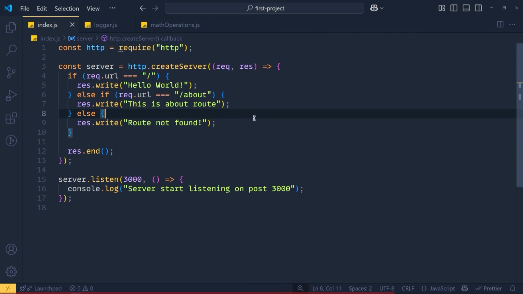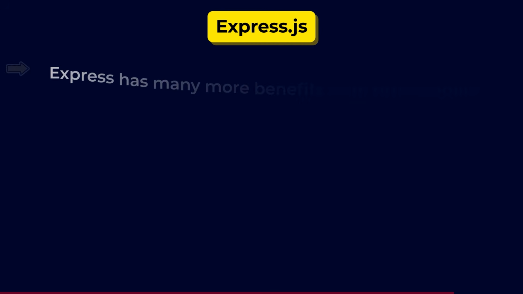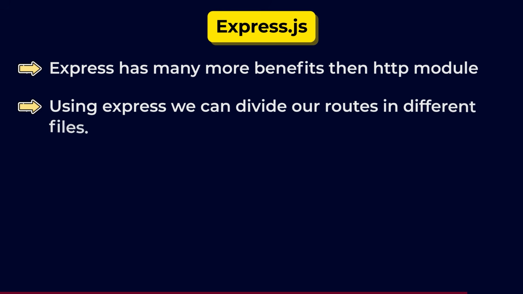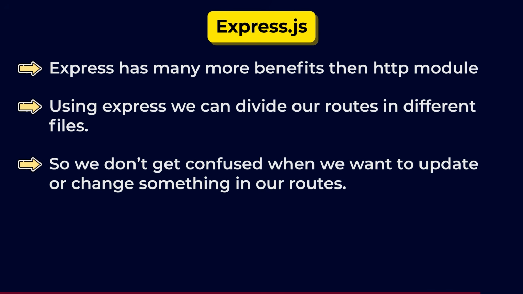Now imagine we have 20 different API routes, and to handle them we have to write 18 more else if blocks. And if all those routes have hundreds of lines of code, then managing our own server will become so messy. So in the real world, we will not use this HTTP module. For that, we have a very popular third-party module called Express. And Express has many more benefits than the HTTP module. Also, using Express, we can divide our routes into different files, so we don't get confused when we have to make any updates or want to add new functionality.